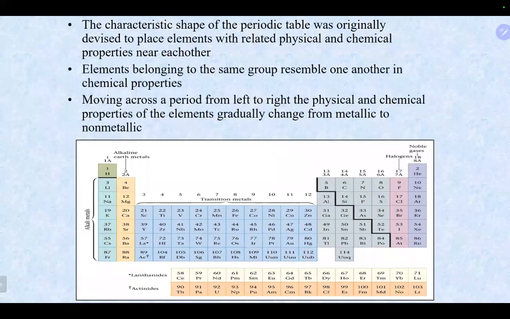Obviously, the characteristic shape of the periodic table was originally put together to group elements that have similar properties. Typically, as you go down a group, they have very similar properties. And as you go across a period as well, they do share that. As we go from left to right on the periodic table, we're moving from a metal characteristic up and to the right to a non-metal characteristic.